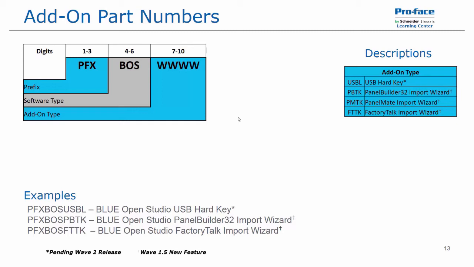So once the USB hard keys become available, you would simply order the top number to get a USB hard key, and that would be for either the runtime or the development. And then of course the bottom 2 are for our Panel Builder 32 and Factory Talk import wizards.